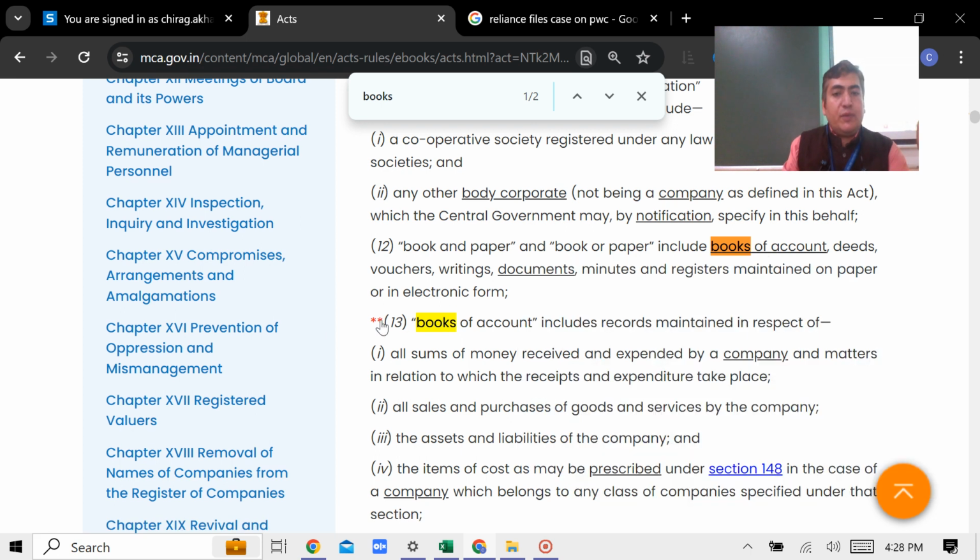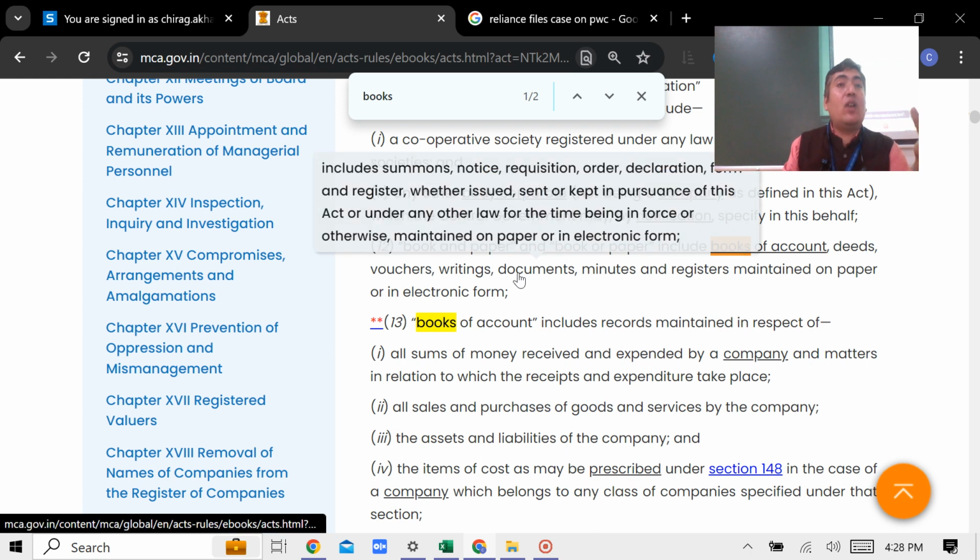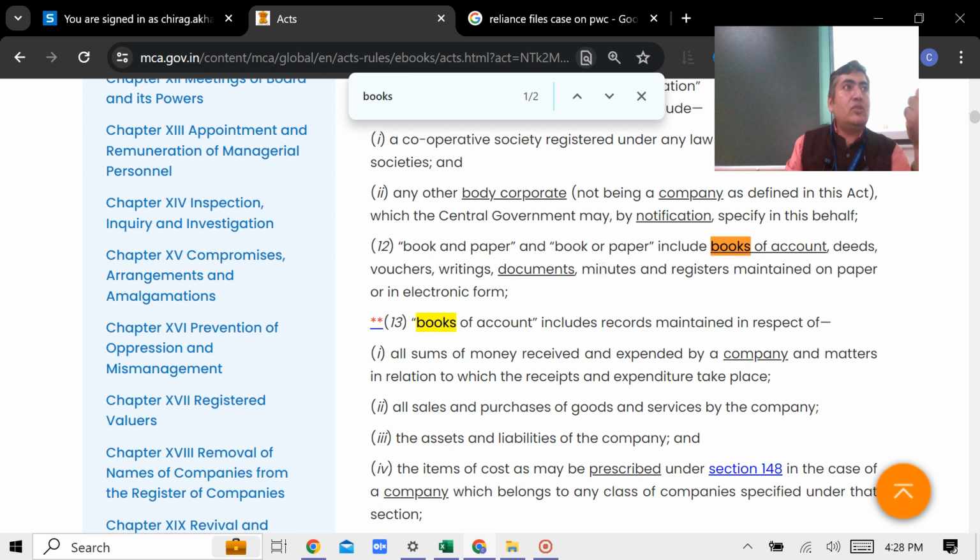So what does it mean? Whatever is prescribed here, he definitely has the right to access this. But over and above that, he also has the right to access all the deeds. Deeds is nothing but all the contracts, all the vouchers, any kind of writings, any kind of documents. In fact, the minutes. Minutes, you understand? That's the scripting of the meetings also. So what you have discussed in the meetings, the auditor can ask for that also. Do you get what I'm saying here? Or any kind of registers maintained, whether in paper format or electronic format. So now you tell me, based upon that, book and paper includes books of accounts.